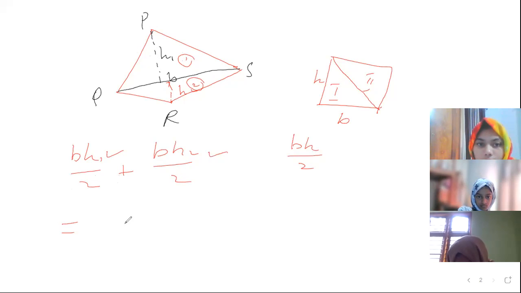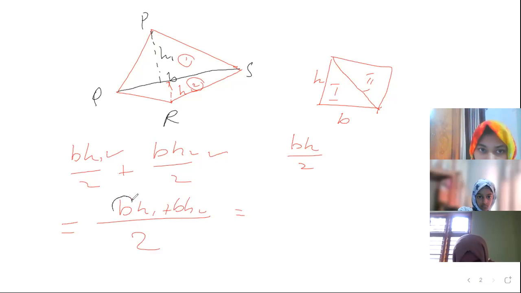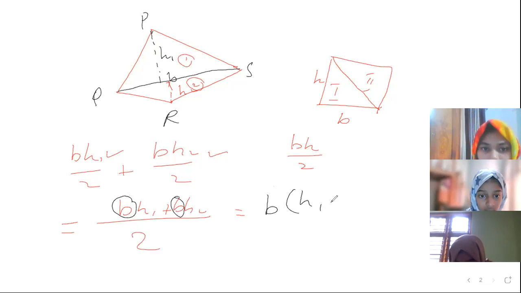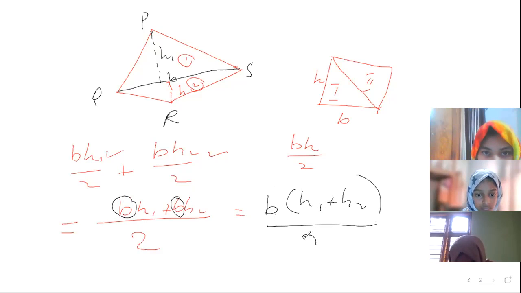Now we can add these. 2 is the denominator, so it is like fractions. Then we can see BH1 plus BH2. B is common. You told us a common factor we can take outside. So B times H1 plus H2, divided by 2. We got the formula. No need of by-hearting.